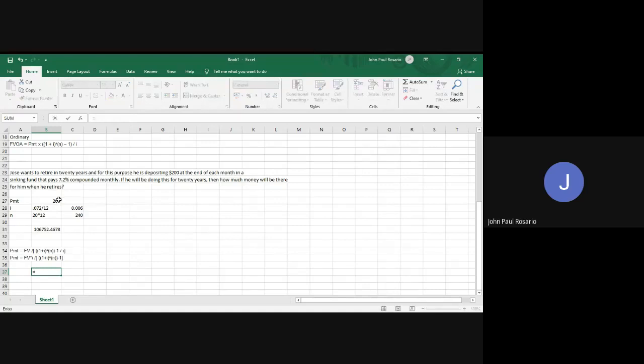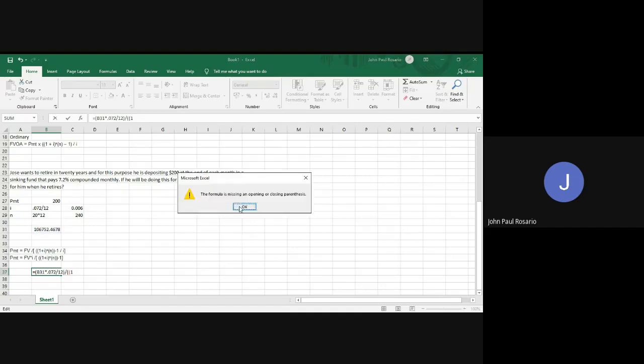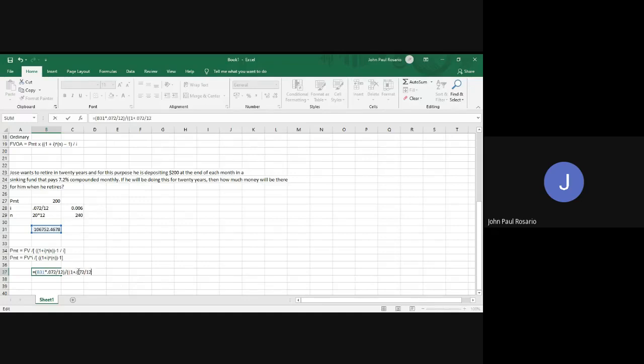Okay. So, without rounding off, let's try to solve this one. So, it's FV, times our I is 0.072 over 12. So let's enclose this with parentheses. And then over 1 plus I, so that's 1 plus 0.072 over 12, and then raised to the power of 240, and then minus 1.